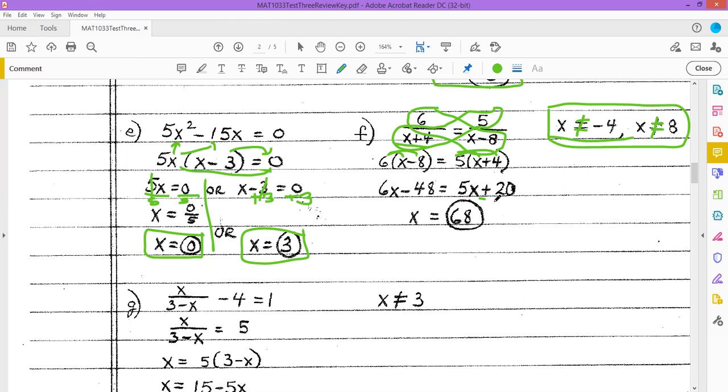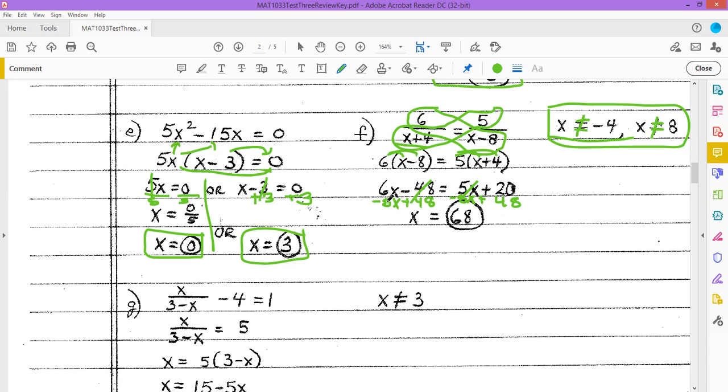Now we're going to combine like terms. We see the 5x is positive, so we're going to subtract 5x from both sides. Also, we're going to add 48 to both sides of the equation. So we're adding 48. And when we do that, the 5x will cancel on the right side. The 48 will cancel on the left side.